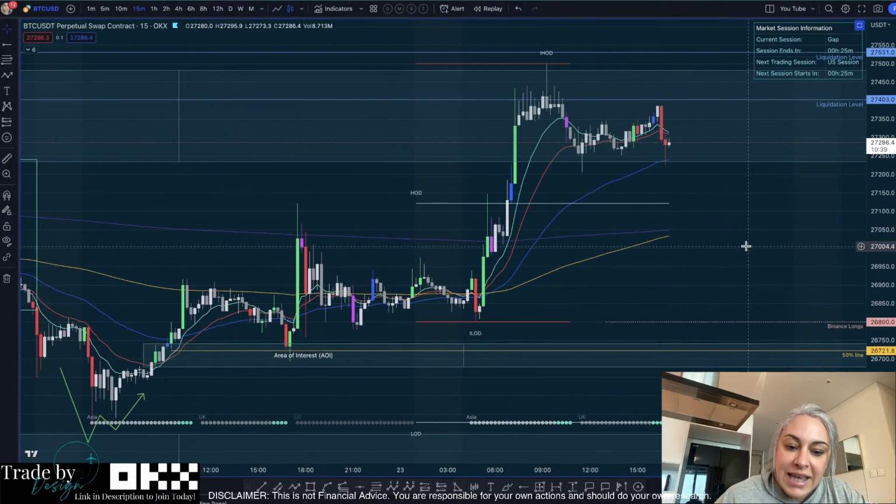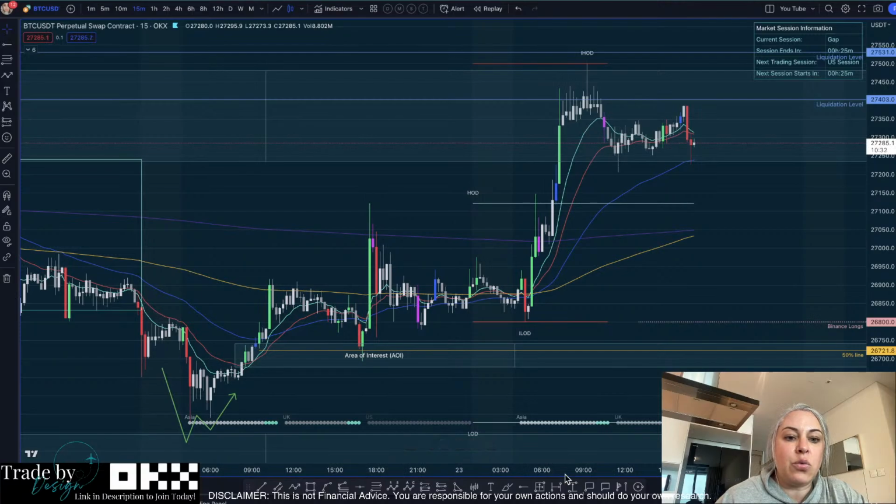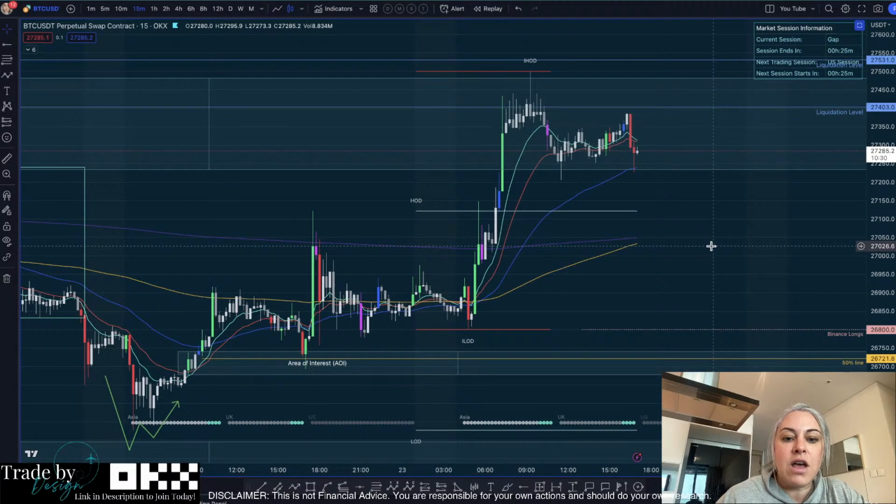But again, ask yourself where you are in the higher time frame trend. And if you were to short that, is it going to be a trade that is worth it risk to reward wise, knowing that price may only come back to here?